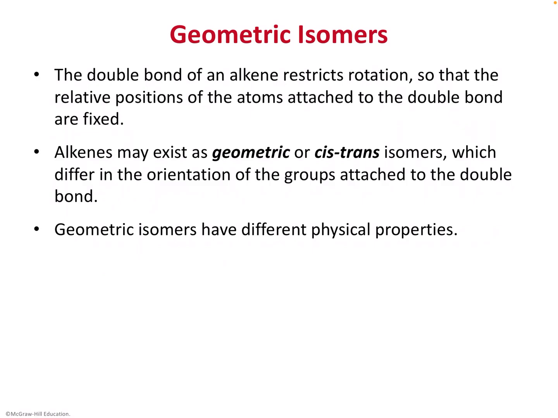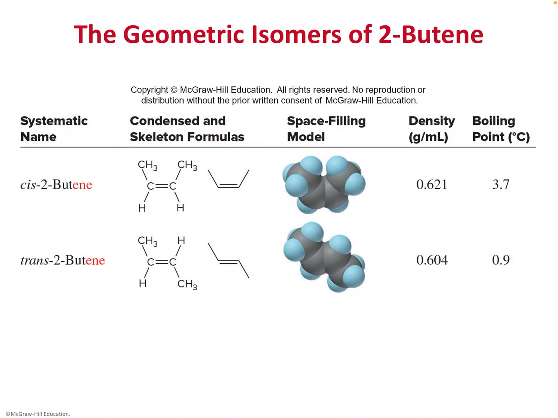When you have a double bond in alkenes, it restricts rotation. Remember, single bonds can rotate, but a double bond cannot be rotated. You would have to break a bond for it to rotate, so the relative positions of the atoms attached to the double bond are fixed. Alkenes may therefore exist as geometric or cis-trans isomers. This is another type of isomer that you are learning, which differ in the orientation of the groups attached to the double bond. And they also have different physical properties. Now, let me show you these geometric isomers of 2-butene.